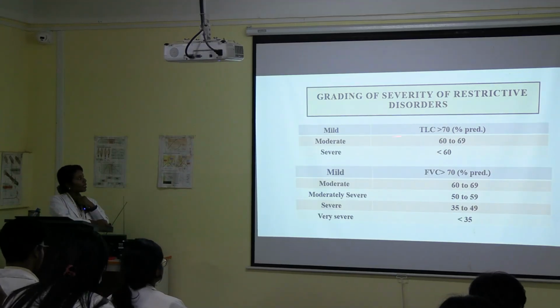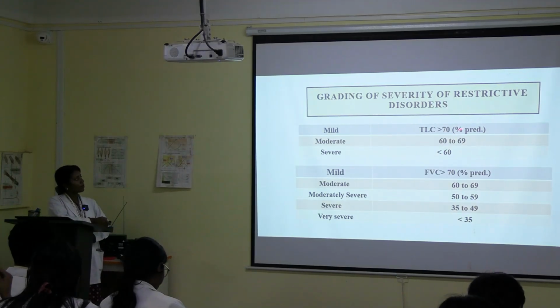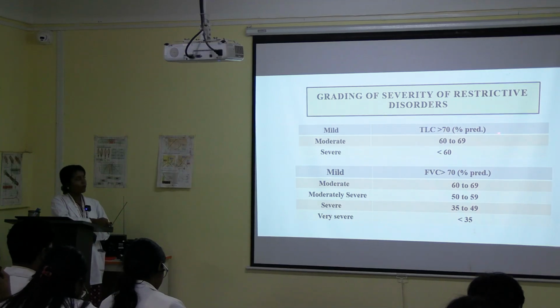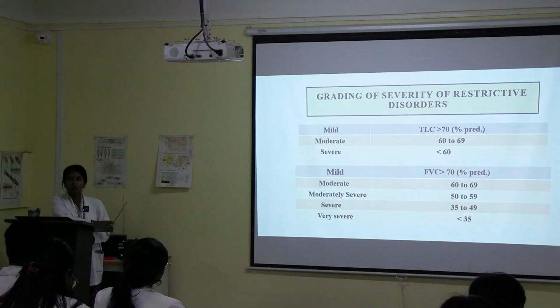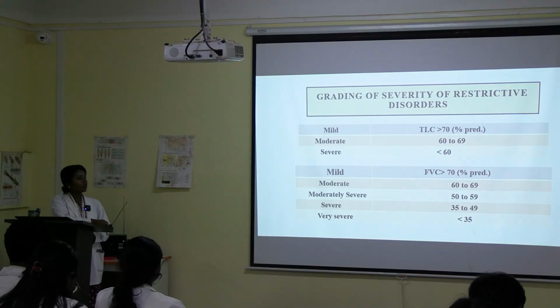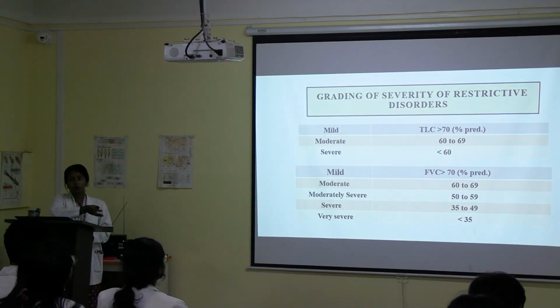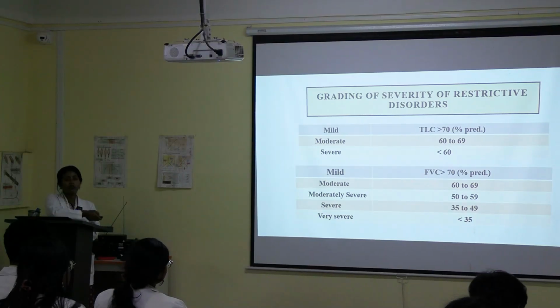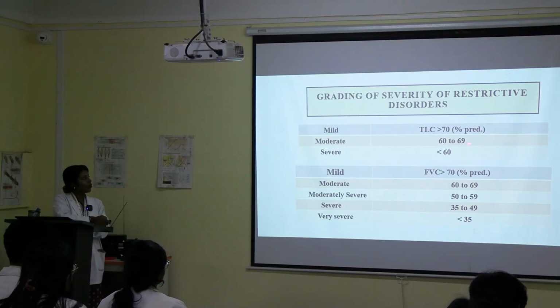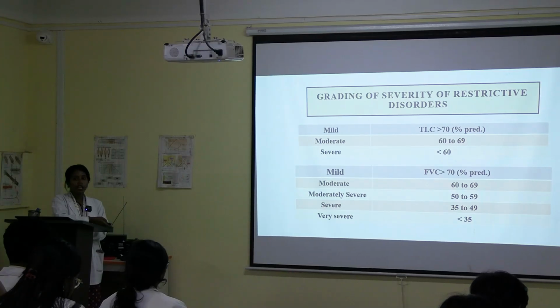And this is the restrictive lung disease. In the mild case, it will be 70% of the predicted. Then there is all the statistical analysis. These are the gradings; if you are interested, you can remember. This is how you can know the grade of the obstruction or restriction. Then moderate is 60 to 69%. In mild, the FVC is more than 70% of the predicted. In very severe, it will be less than 35%.